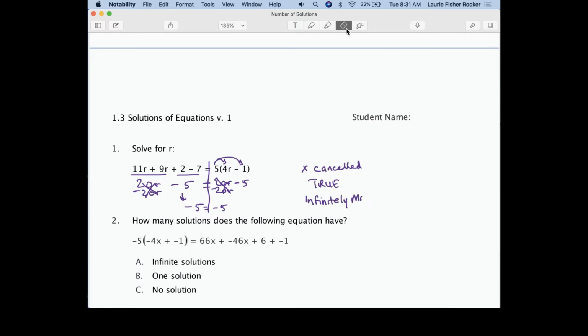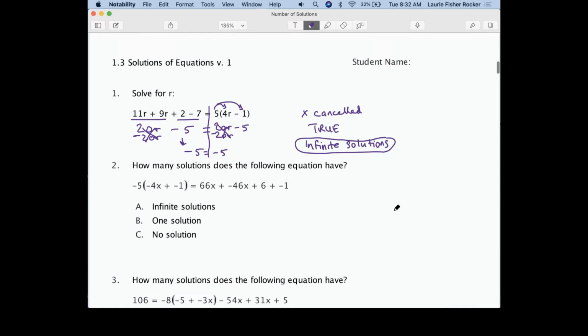And I guess, in more math, they just say infinite solutions. So we'll just make it easier because then you don't have to write all that much. Infinite solutions. Circle that statement, and you're done. Okay, next problem. Let's look and see.